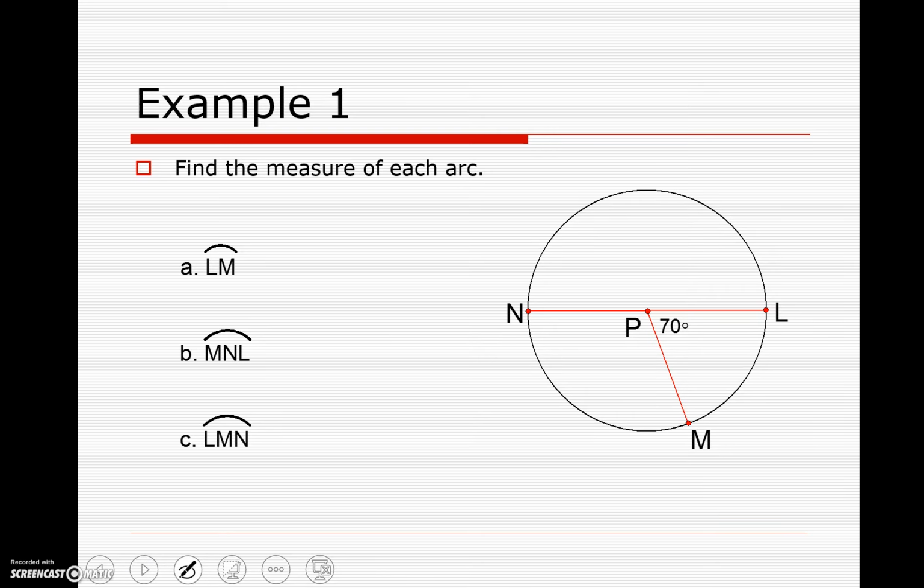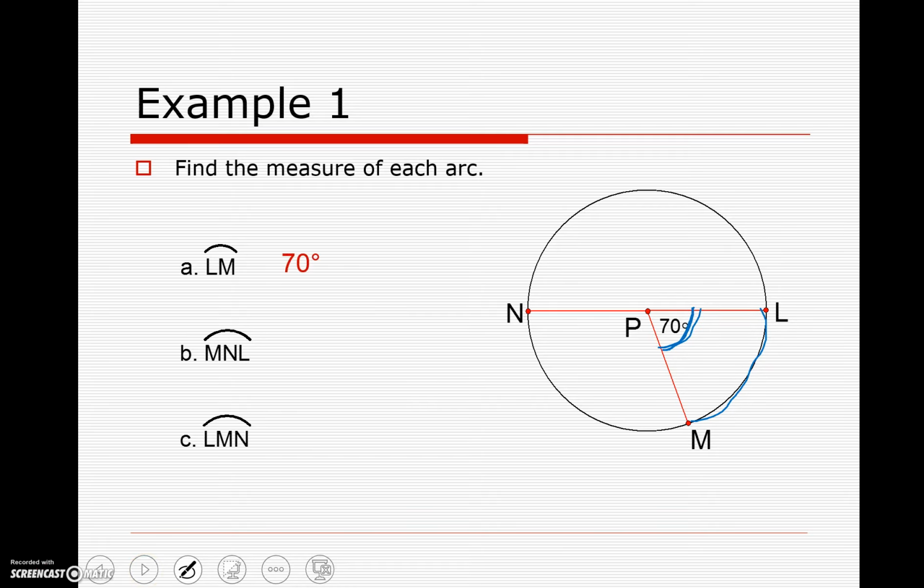So the first one is find the measure of an arc. So let's look at LM. LM is this portion right here. The measure of that minor arc is going to be equal to that central angle. Remember, this is the central angle right here. So these two pieces are going to be congruent, which means LM has to be the measurement of 70 degrees.